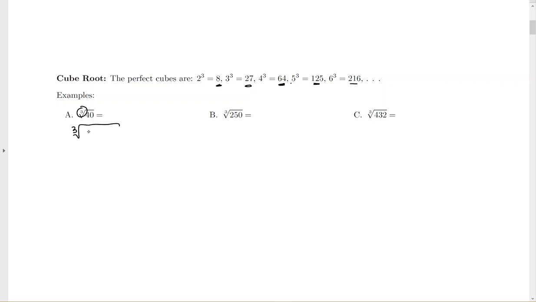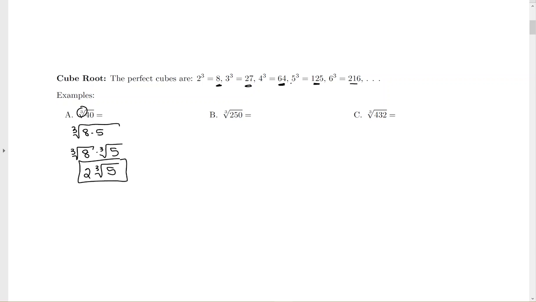So the cube root of 8 times 5. Cube root of 8, cube root of 5. Cube root of 8 is 2 times the cube root of 5. And that would be your final answer.